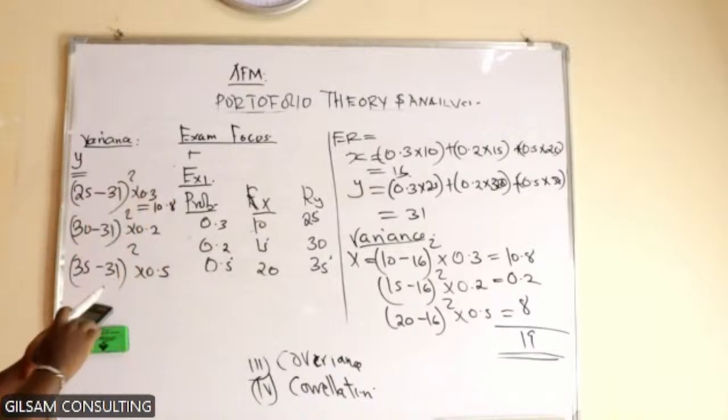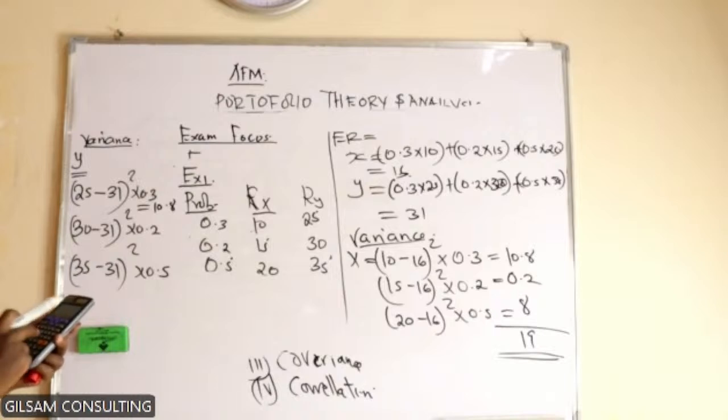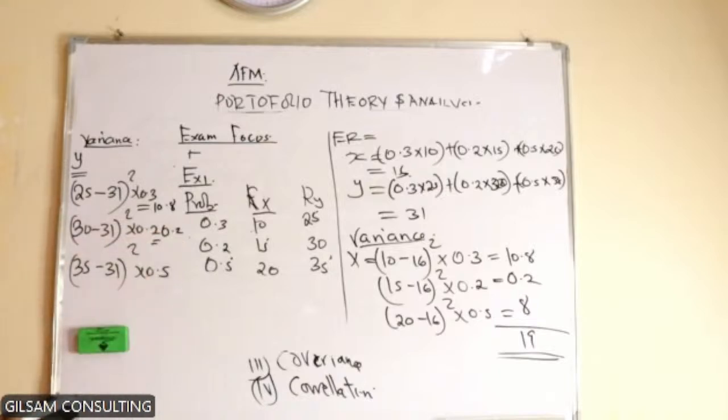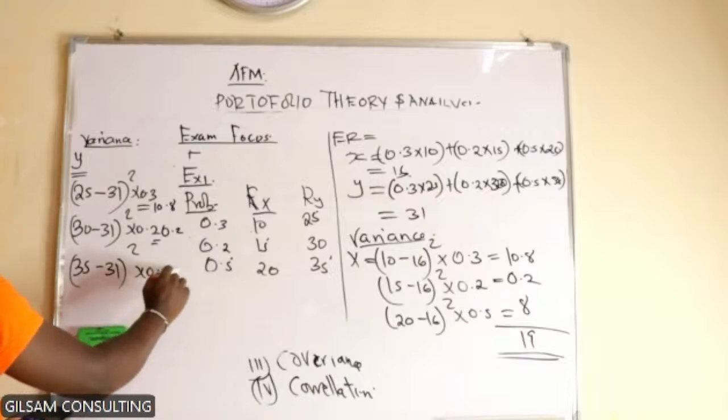For normal, we have 16 and 14. So take 16 minus 14.85. Then 14 minus 13.3 squared, multiplied by 0.45. Another one is 9 and 16. 9 minus 14.85, giving us the same.